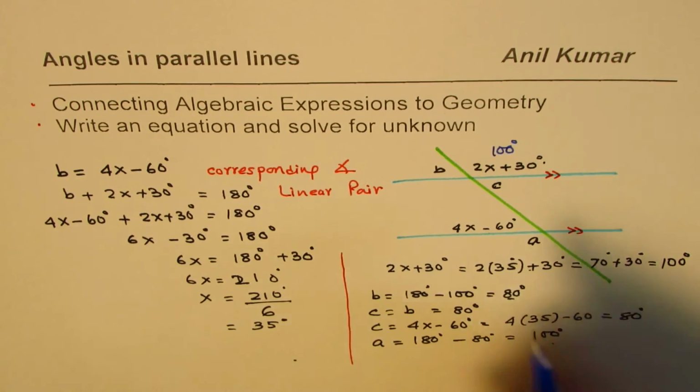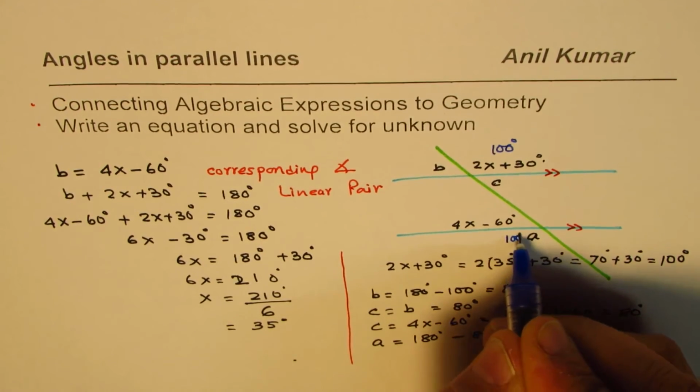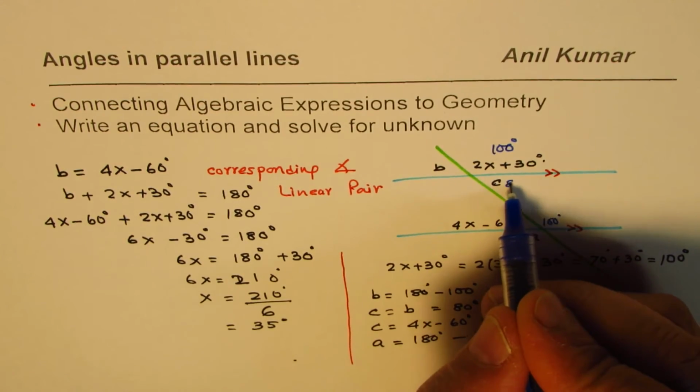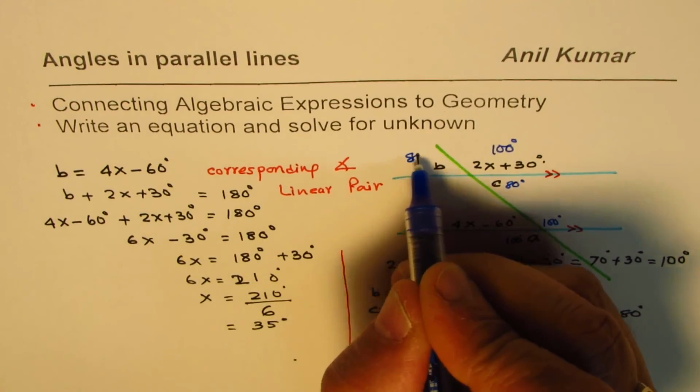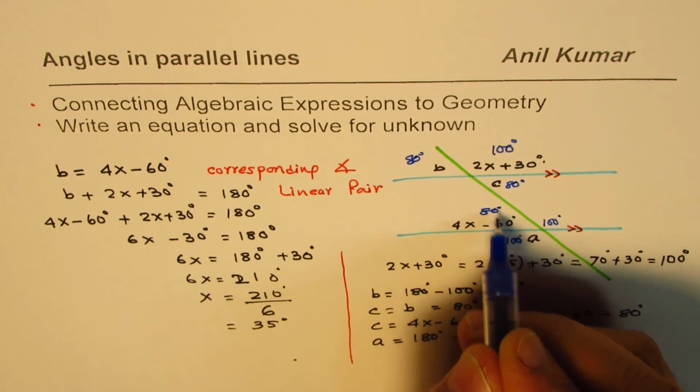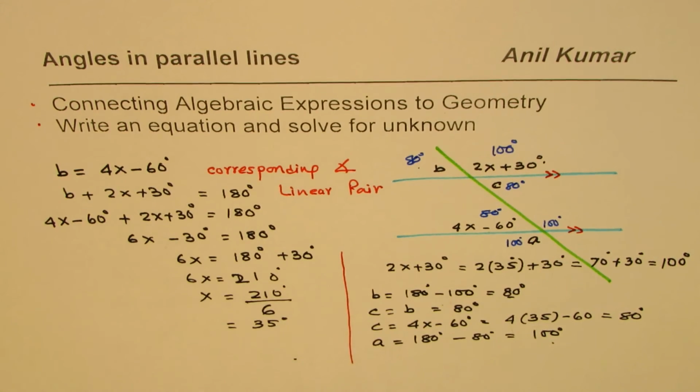So let me write down the angles now here. We have this as 100 degrees, so that will also be 100 degrees. This will be 80 degrees. This is 80 degrees. And that one, when you calculate, will be 80 degrees. These are the corresponding angles.